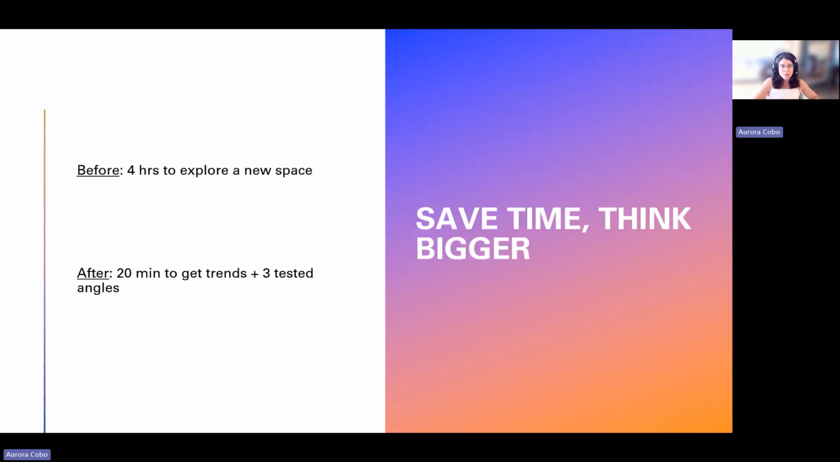This is a way of saving time and thinking bigger. Before, we may have spent 4 hours exploring a new space, but now with these tools, we can spend only 10 minutes and we not only explore this new topic, but also get trends and different tested angles of the information.